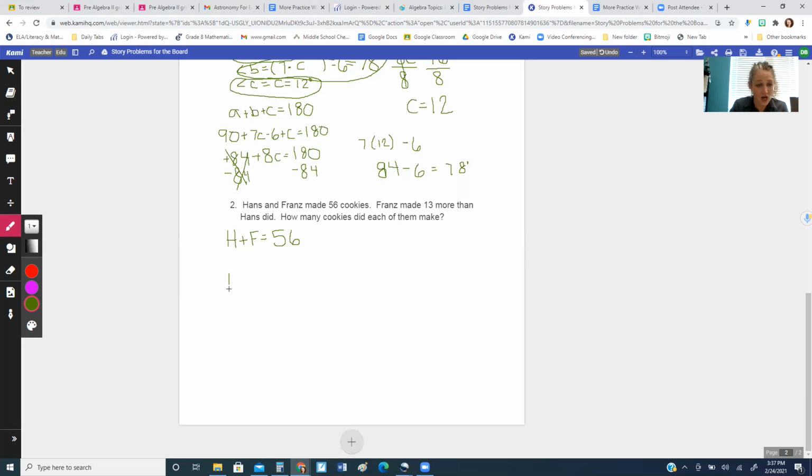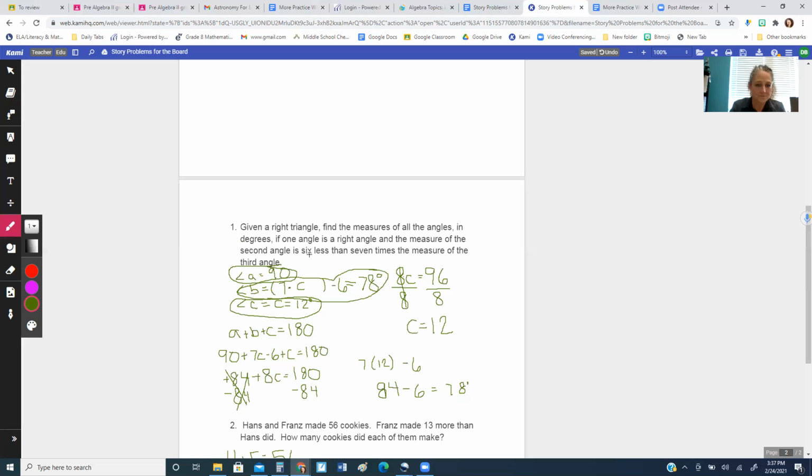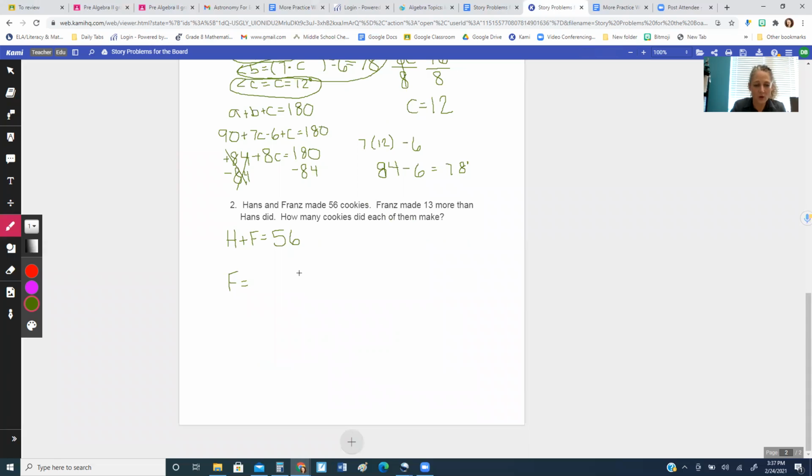Franz made, so Franz, this is Franz. Franz made, this is how many Franz made. It doesn't say is, it doesn't say equals, it doesn't say Franz equals, but we know this is how many Franz made. Okay, so some of this we're going to have to think a little bit and be like, is this really what it means? So Franz equals 13 more than. So remember how we had 6 less than, we have 13 more than, and it always goes on the back end, just so we can be consistent. So 13 more than something. Let's find out how much. Just than Hans. 13 more than Hans.